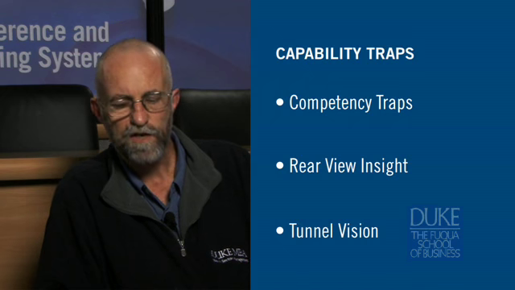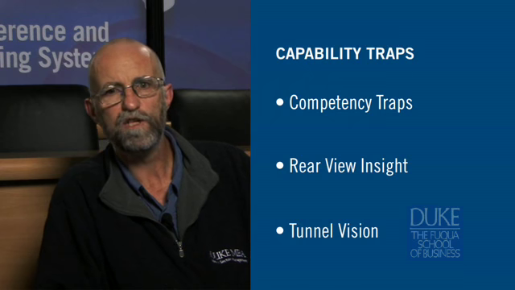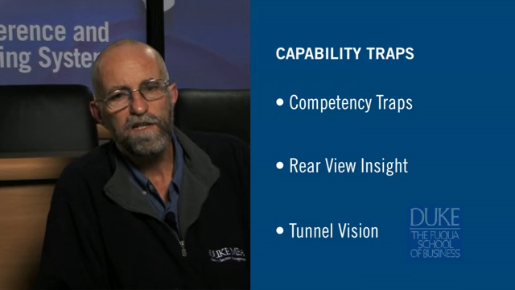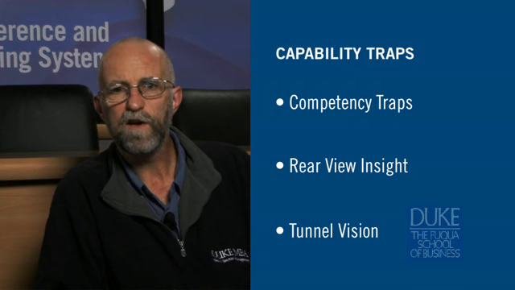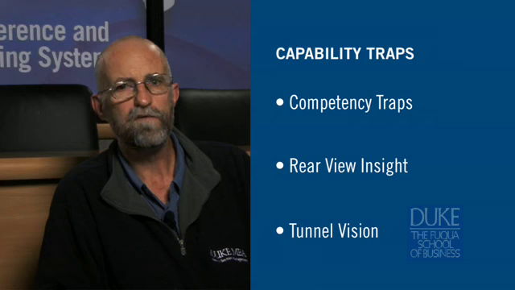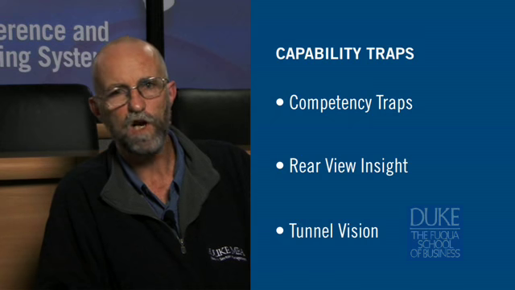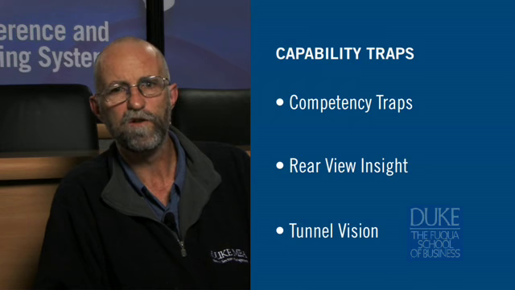Rear view insight, the second trap, occurs when you look at the past rather than the future. You do industry analysis, you do capabilities analysis based on what was happening in the past. And that's a very easy trap to fall into. It's comforting because it's static, it's stable. It's comforting because you can often get a lot of data about the past, and it's nice having data and information. The future is uncomfortable because we don't exactly know where it's going. It's uncomfortable because it's hard to get data about it. And so there's a tendency to turn around and look at the past rather than look at the future.